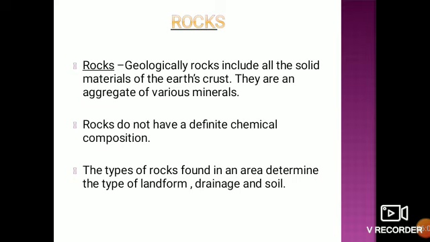Rocks do not have a definite chemical composition. Some rocks contain metals in a large quantity, which can be extracted economically. Such rocks are called ores. For example, hematite is an ore of iron. Granite and marble are used for construction. The types of rocks found in an area determine the type of landforms, drainage, and soil of that particular region.